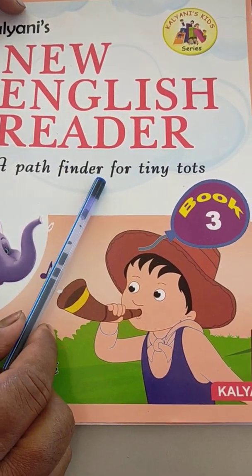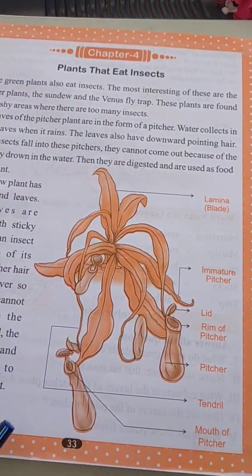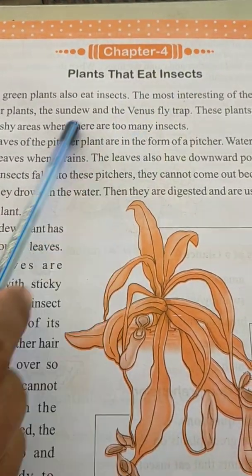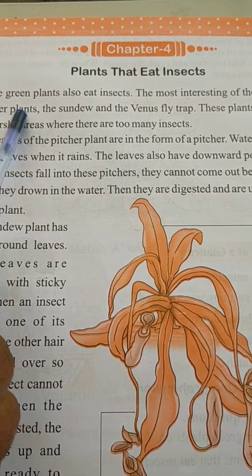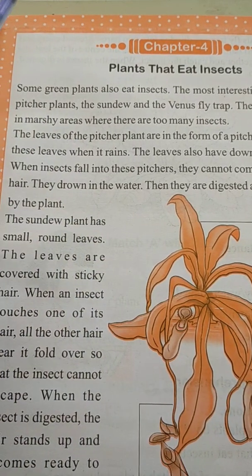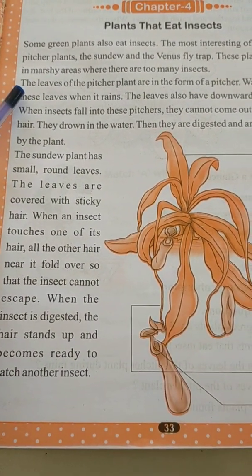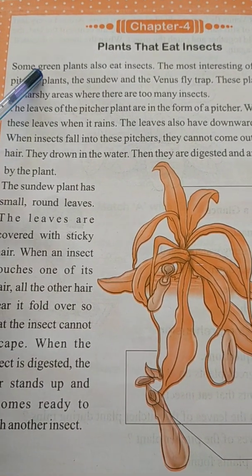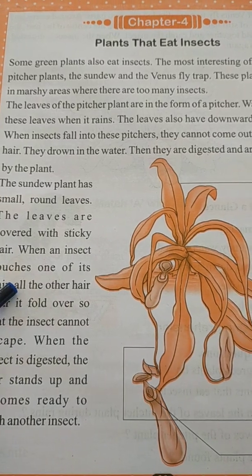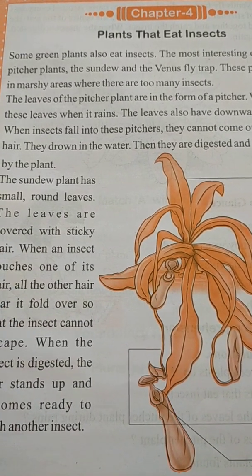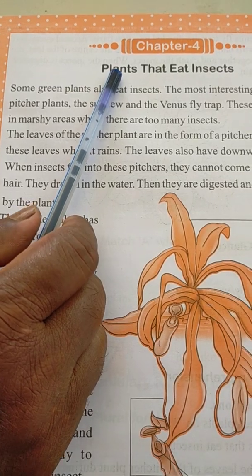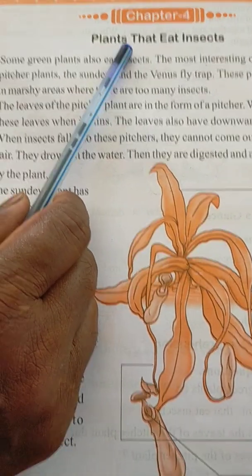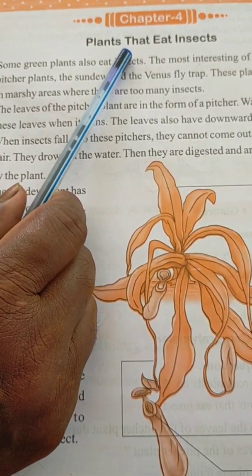Please open your English Reader book page number 33. This is chapter 4, Plants That Eat Insects. Today we will practice the reading, and tomorrow we will write its difficult words and understand them. Today I will read it and you will practice it at home. Listen mindfully and recite with me, and read it again and again after this reading.